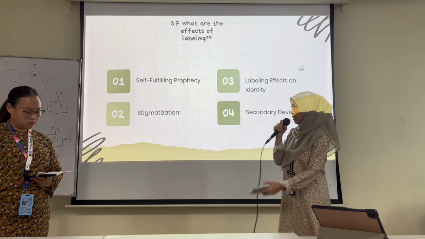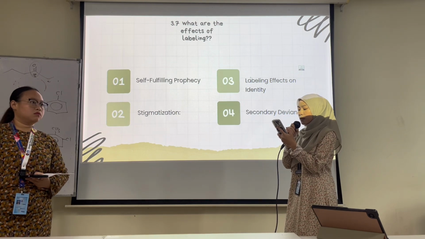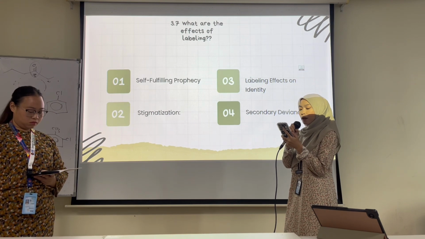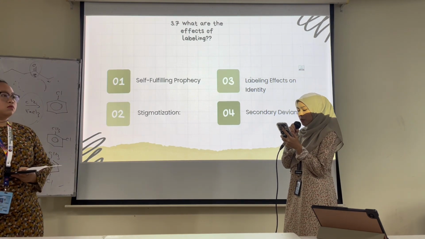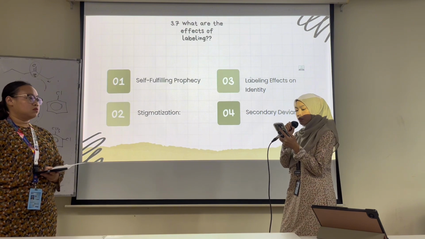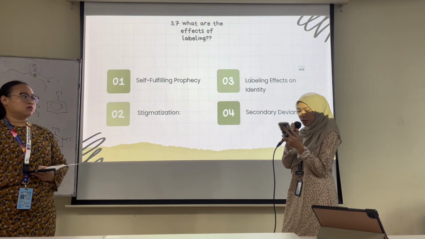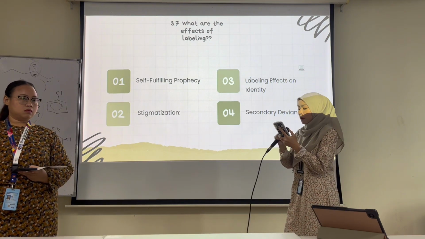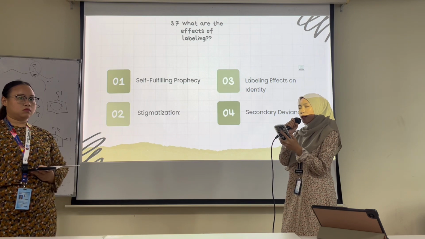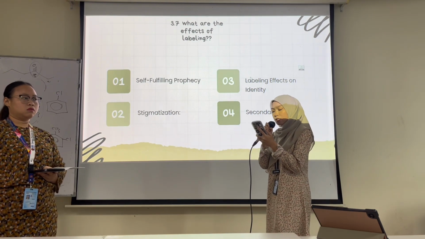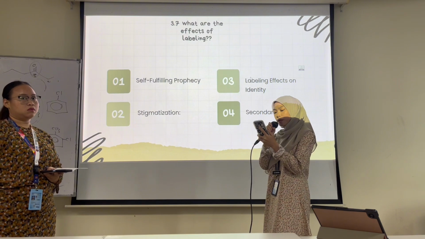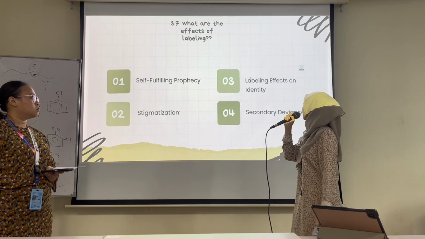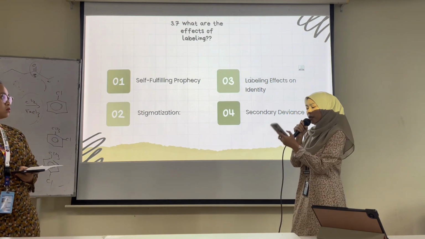And the second one is stigmatization. Once an individual is labeled with a negative category, they may be stigmatized by society. The stigma can result in social exclusion, discrimination, and limited opportunities. For instance, someone labeled as a criminal may find it challenging to secure stable employment or reintegrate into society after serving their sentence. And the third is labeling's effect on identity.